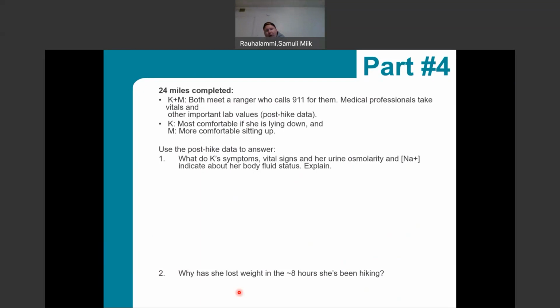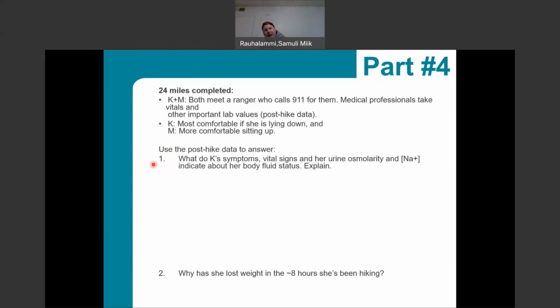So I'm asking you for two pieces of information for both Carla and Maria. What do the symptoms, vital signs, and urine osmolarity indicate about her body fluid status? So you're looking at the data.